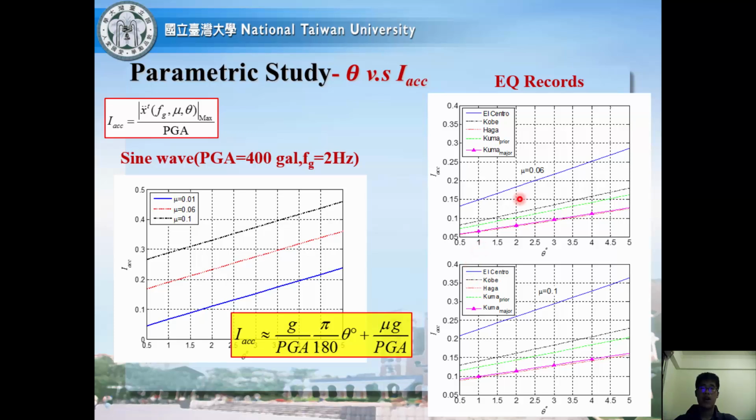We may see that for the El Centro earthquake, which has the smallest PGA, from the upper figure, it has the largest slope of the others. And if we compare these two figures, we may see that the linear equation does have a larger y-intercept for a higher friction coefficient under the same earthquake.